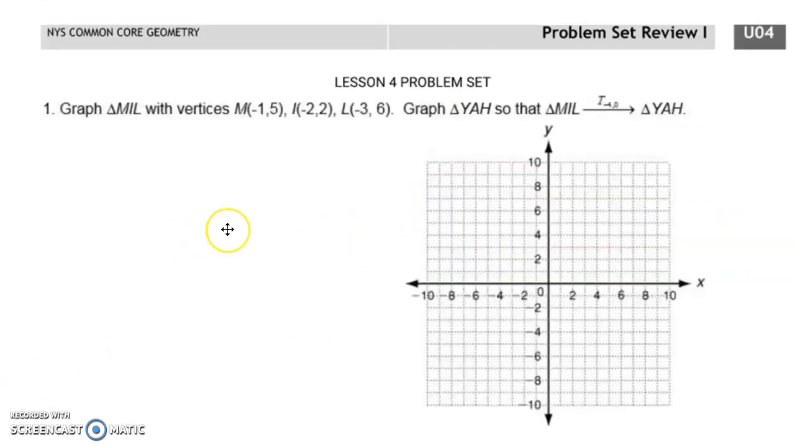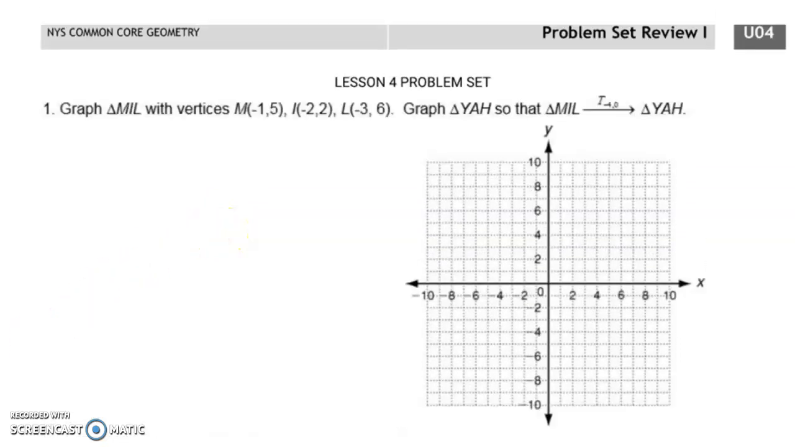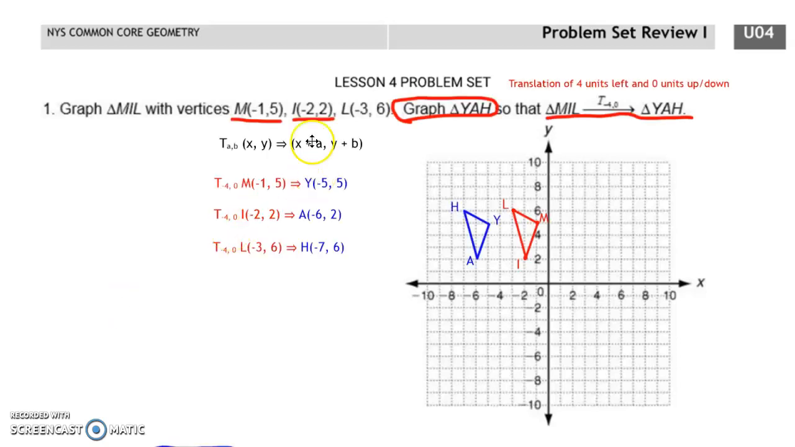Take a look at the lesson 4 problem set, the last lesson that we're going to go over in this video. Pause the video, try these out, see if you get them right. All right, here we go.